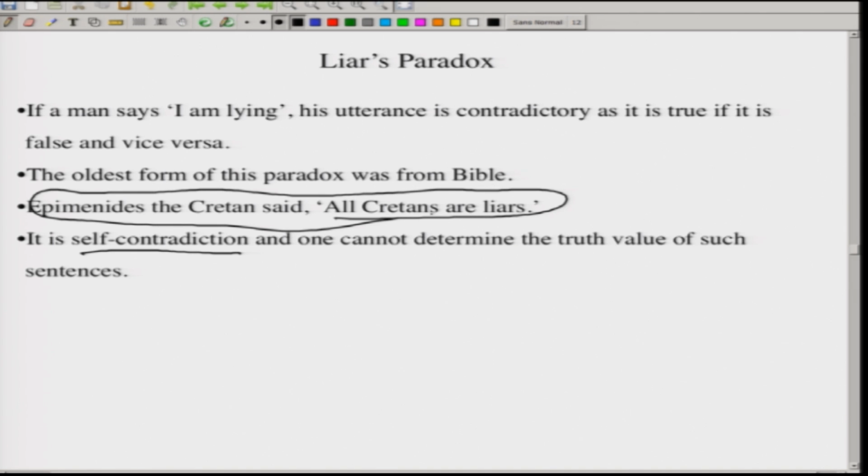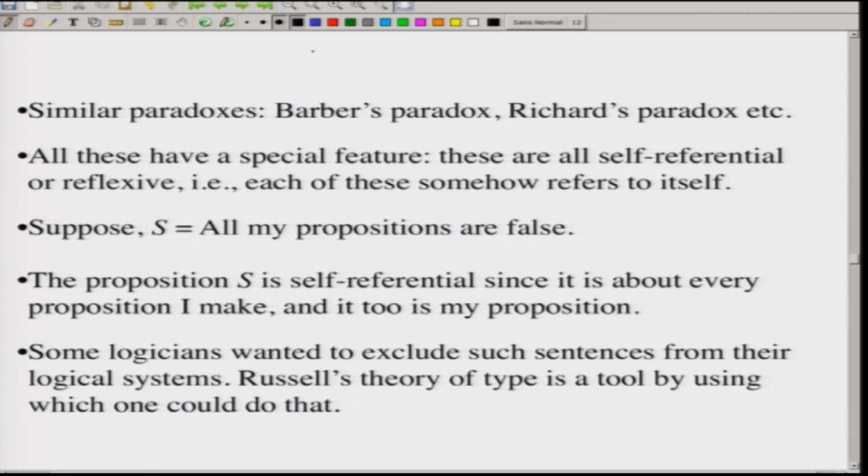Now, can you determine the truth value of such sentences? Definitely not, because yes, it seems they are entitled to a truth value, but the moment you want to determine the truth value, you find contradiction. So, what to do with these sentences? We do not want these sentences in our system, because it will in a sense corrupt the whole system. In order to block such sentences, a tool was invented, which is called the theory of types.